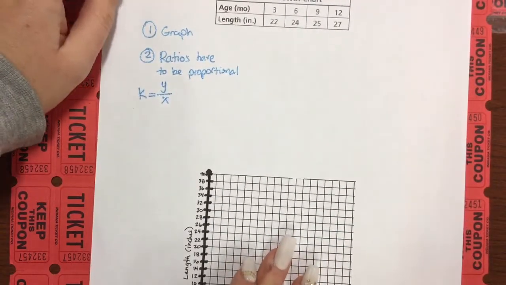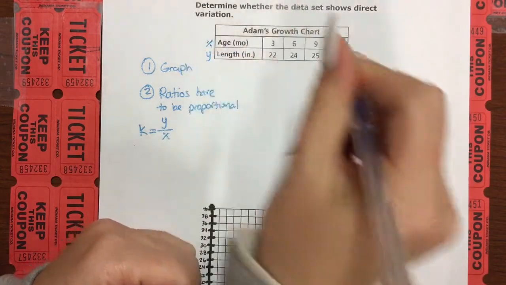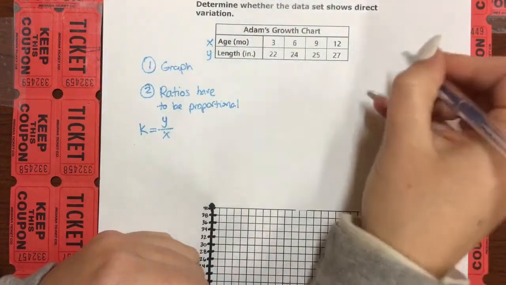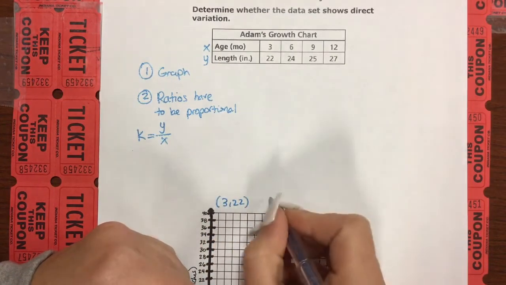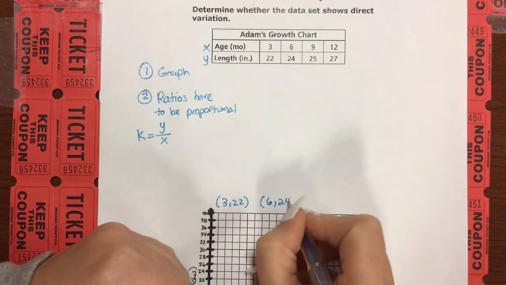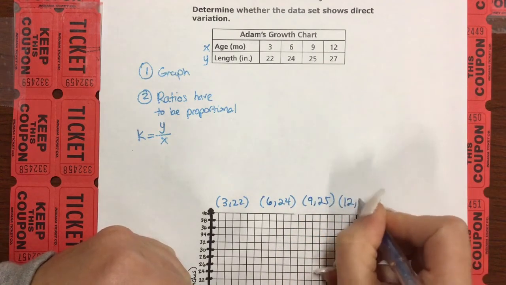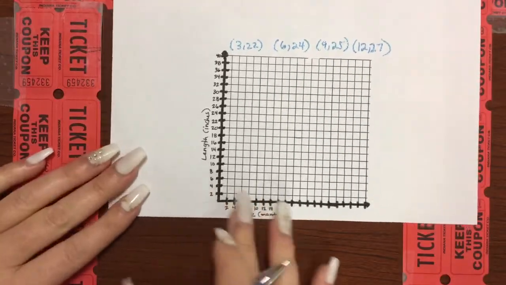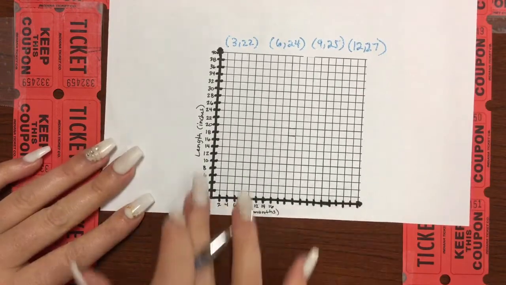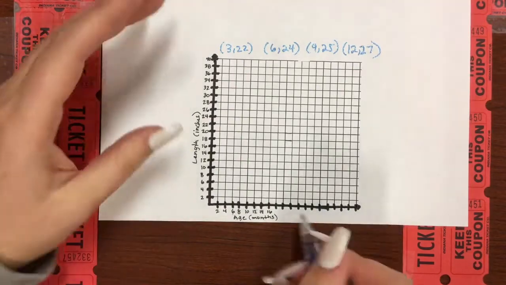So here we go. This right here, the age, that is going to be our x, and this is going to be our y. Each one of these represents an ordered pair. So here we have (3, 22), (6, 24), (9, 25), and (12, 27). We're just going to go ahead and graph these ordered pairs here. This is the age in months, the x, and this is the length, which is the y's. We're going to graph these 4 points.